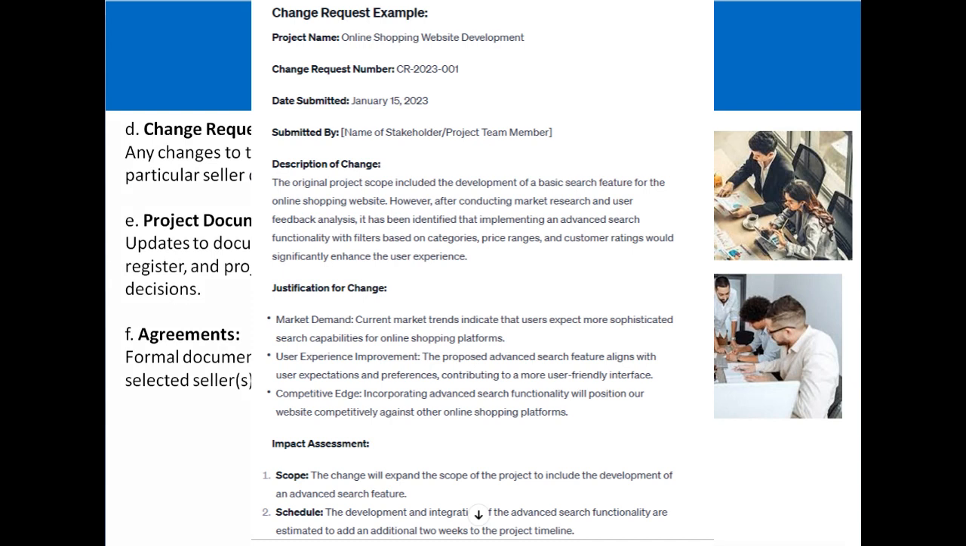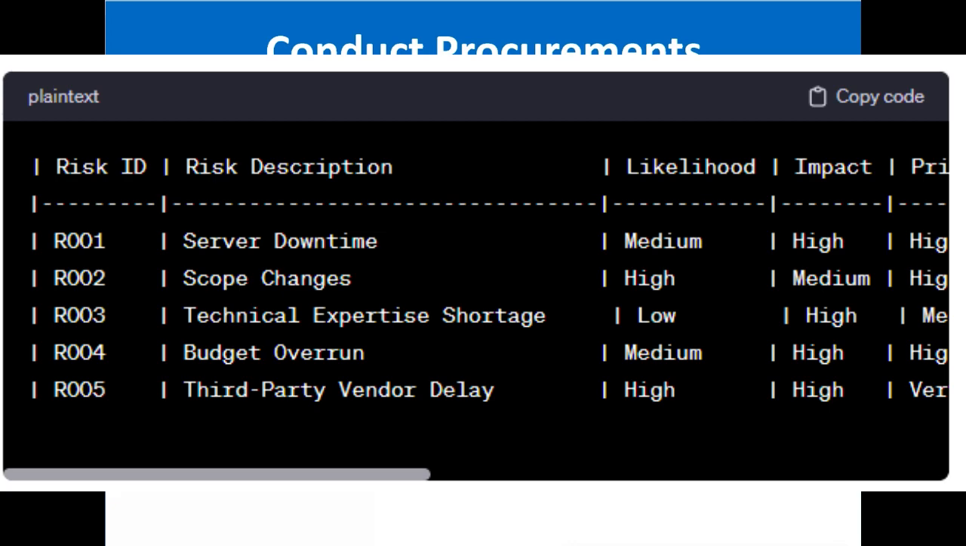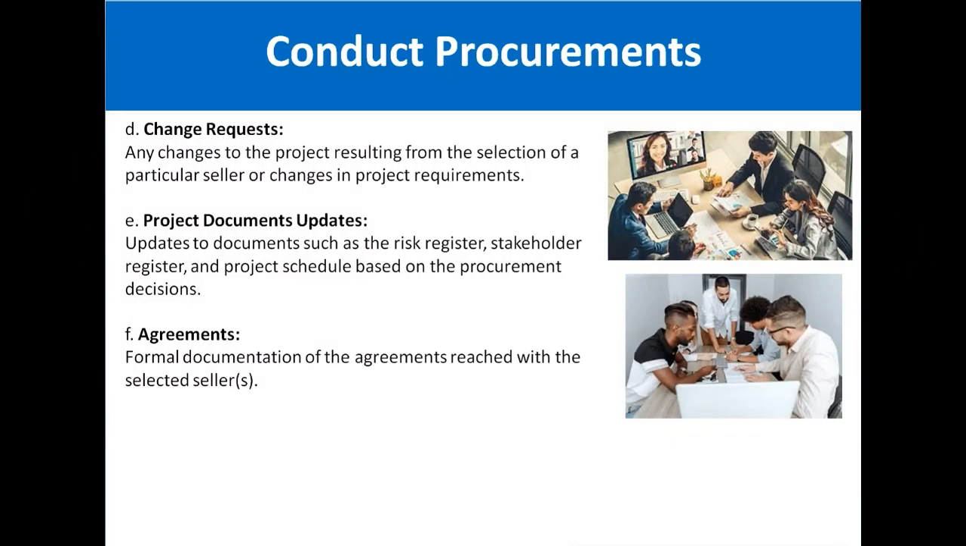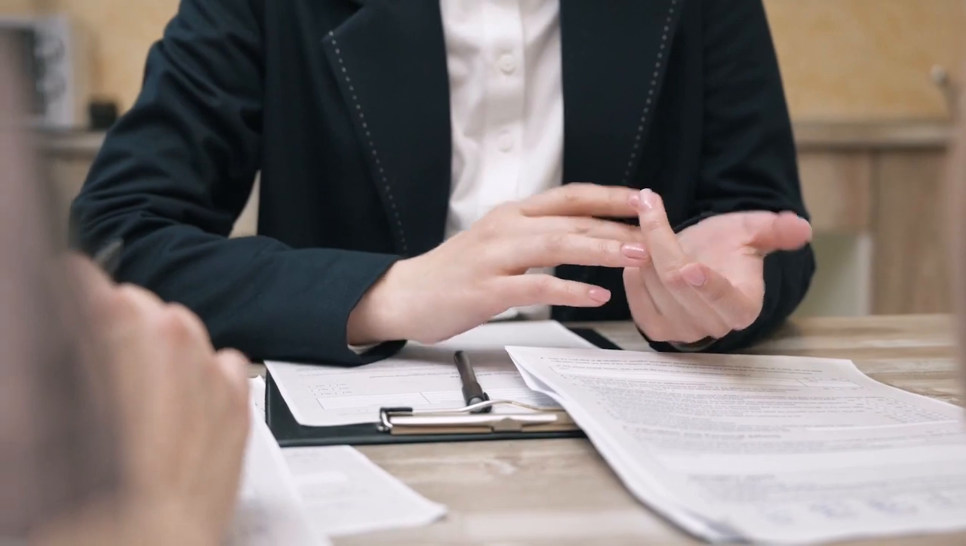Another output of this process is the change request. After executing this process, a few changes may be required in the scope document or other documents, so it depends. A change request can occur here as well. Project documents may be updated, for example the risk register, stakeholder register and project schedule. Other documents, like scope documents, may be updated if required through the change request. Then agreements, the formal documentation of the agreement reached with the selected seller.